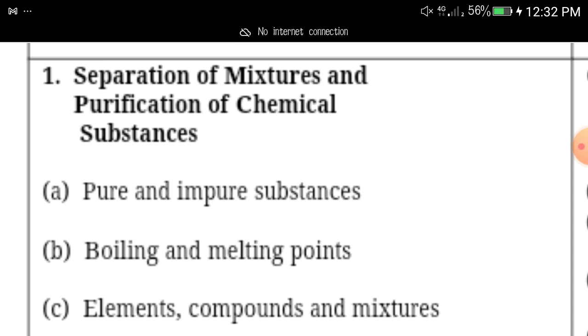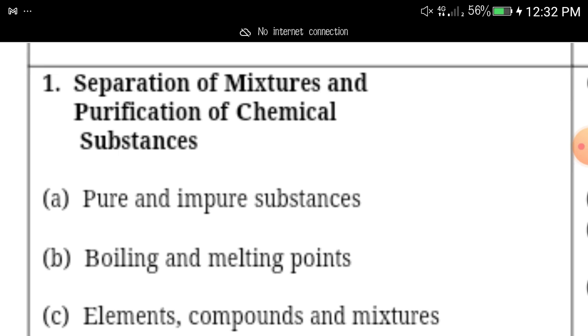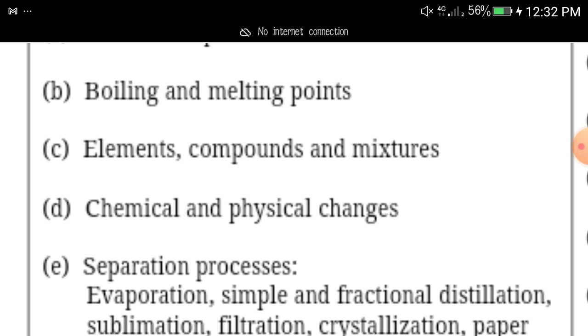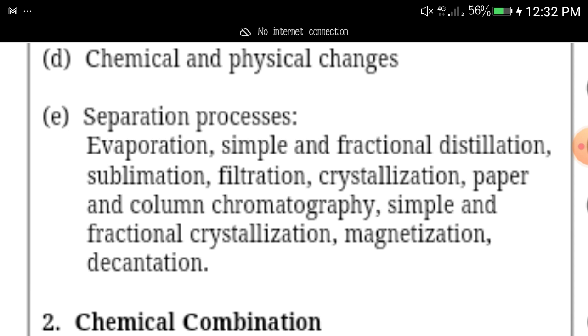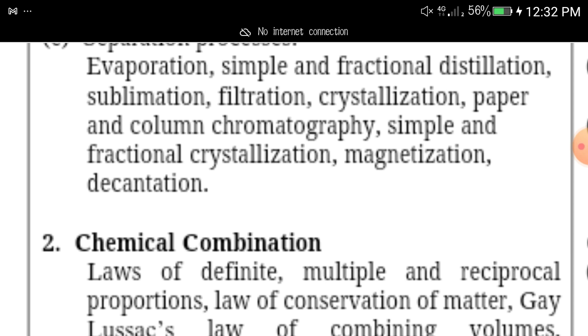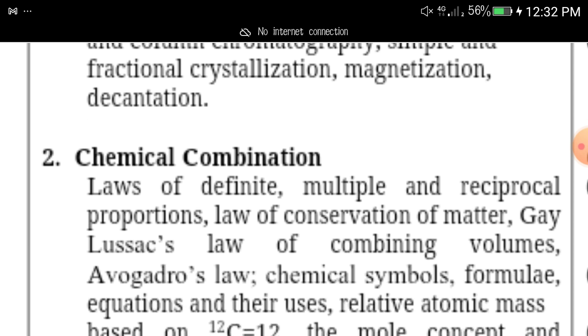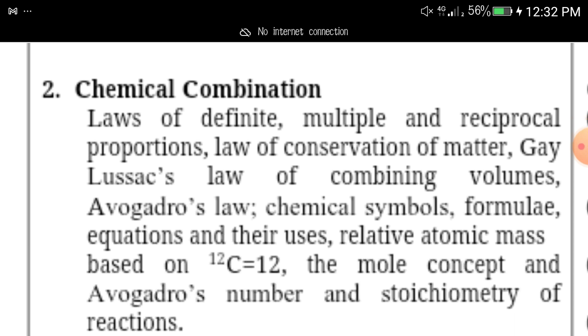Under it, we have pure and impure substances, boiling and melting point, elements, compounds and mixtures, chemical and physical changes, and separation processes. You know the separation processes, which include evaporation, simple and fractional distillation, and all the rest. The second topic for chemistry in JAMB this year is chemical combination.